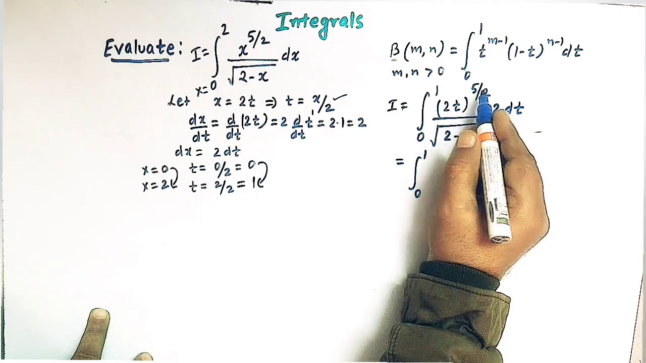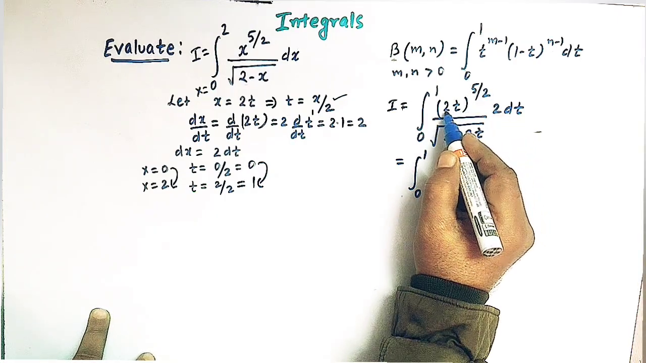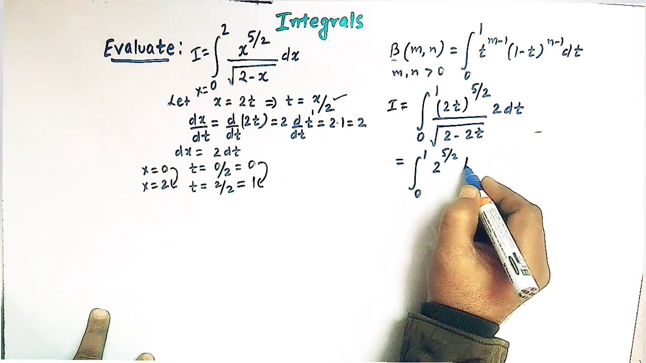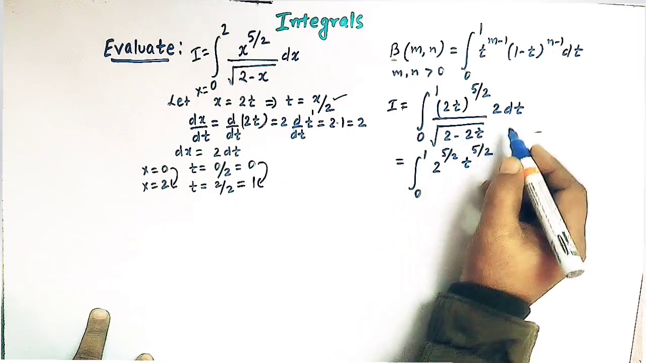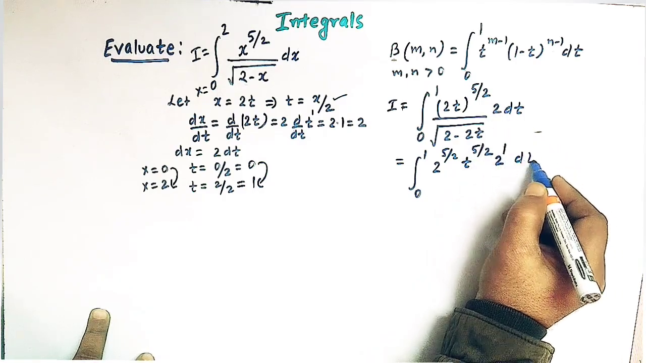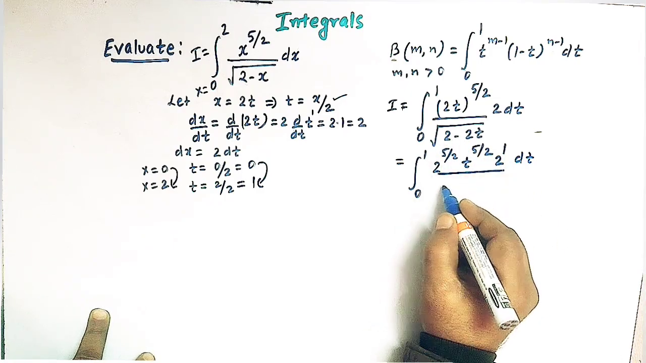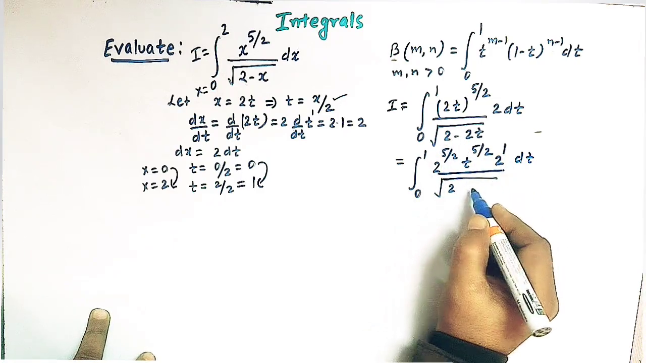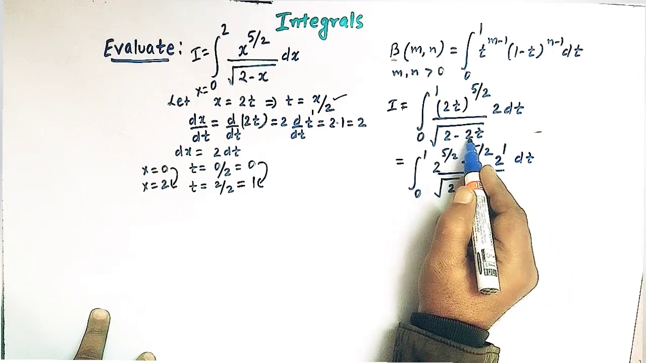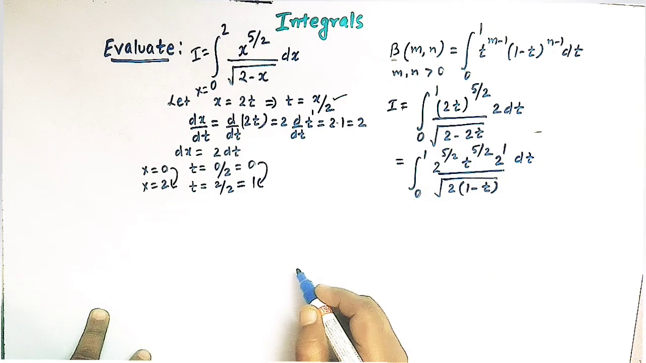So let us now simplify this expression. We can now distribute this power, that is 5 over 2, and t. So we have 2 raised to 5 over 2, t raised to 5 over 2. Here we have 2 raised to 1 and dt, and in the denominator we have square root of 2 times 1 minus t, taking 2 common under the square root sign.